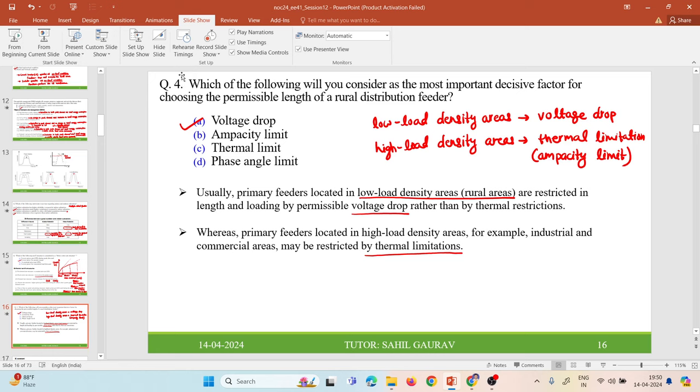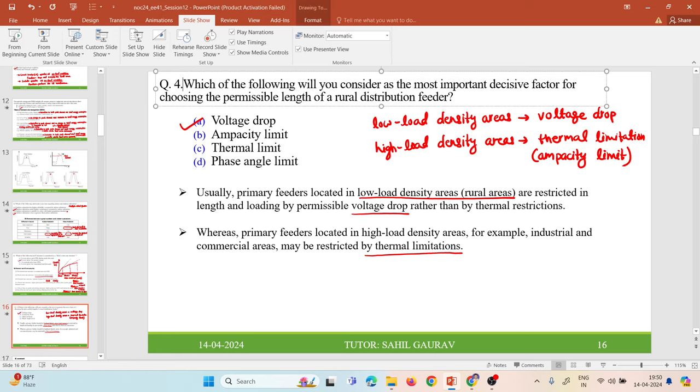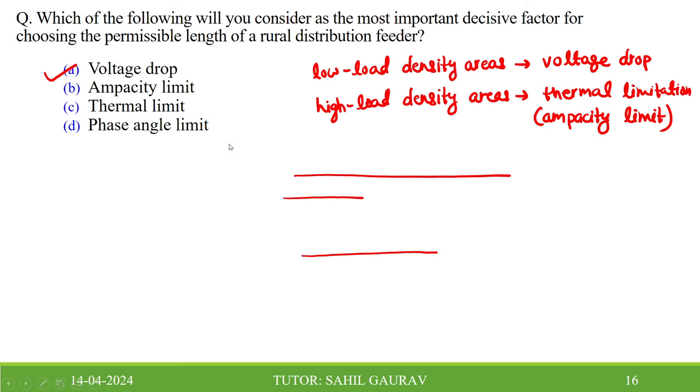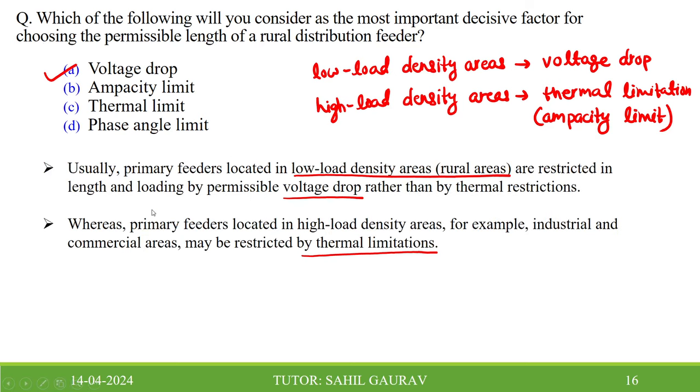Now moving to the next part. So here how we'll decide the length of the primary feeders. For rural and for the highly dense area, there are different criteria for deciding the length of the primary feeders. In the low load density areas like rural areas, we decide the length of primary feeders by the voltage drop rather than the thermal restrictions. While in high load density areas, we decide the length of primary feeders based on the thermal limitations.